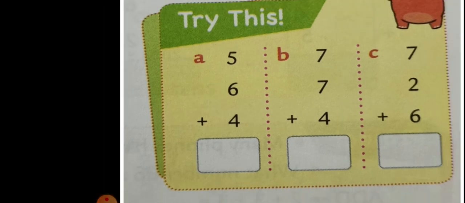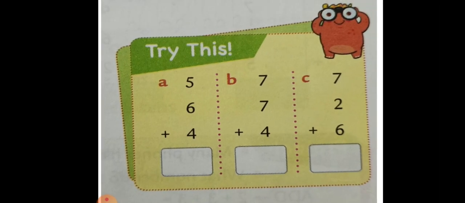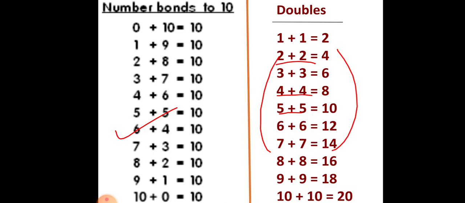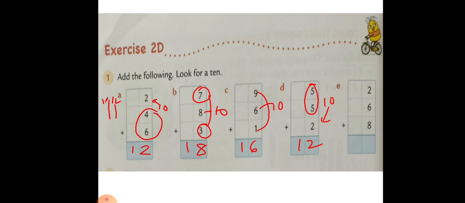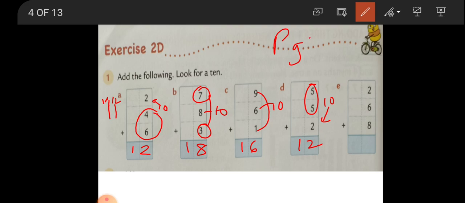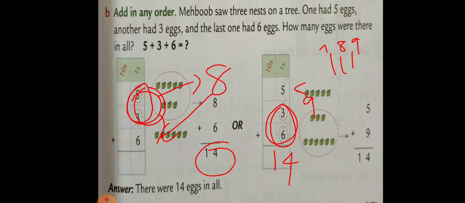Let me go back and tell you. Wait, let me find out, beta. I'll just tell you the page number, I forgot. This is exercise 2D, C and D. Yes, that was page number 34. I'll write here page number 34 so that you will remember. Okay, from page 34 we have taken this. Then next page also.